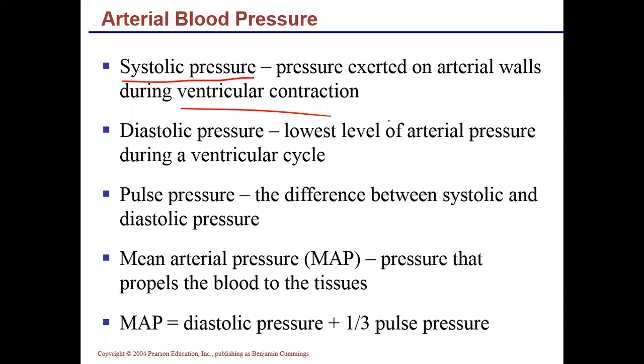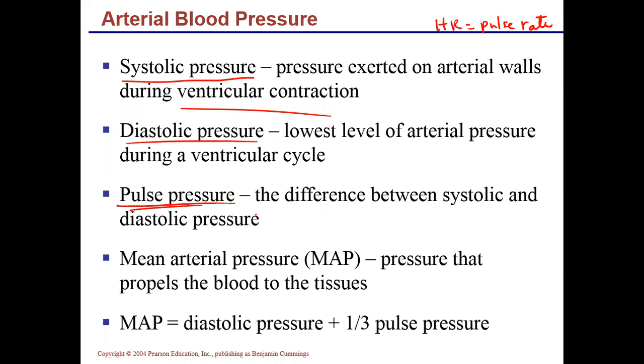All right. Diastolic is when the pressure is the lowest. This happens when the ventricles are resting or relaxing. So that's diastolic. What is pulse pressure now? Pulse pressure is different than pulse rate. Pulse rate is the same thing as heart rate. Pulse pressure is the difference of the systolic and diastolic pressure.